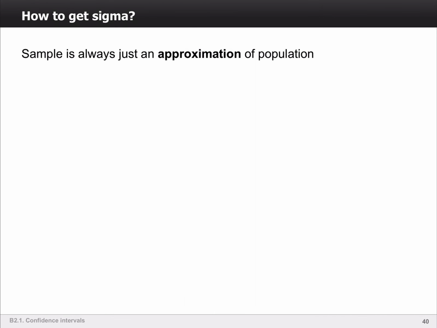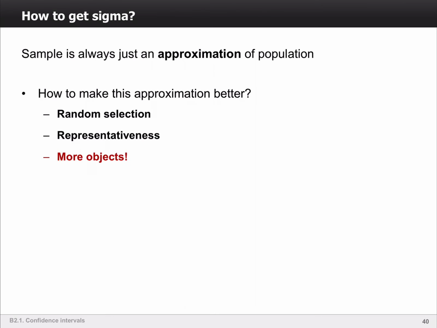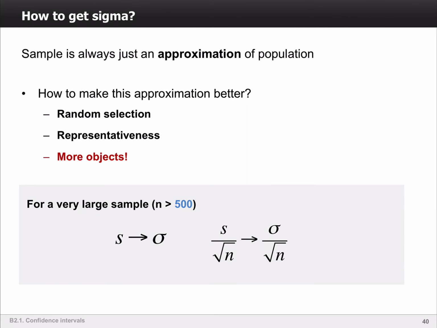Now the question is how to get sigma. Okay, you still need sigma to calculate the interval. Well, you know something about representativity and randomness. The more objects you have, the better. So in fact, if you have more than 500 objects, well, 500 is not a fixed rule, but if you have many, more than several hundred objects, the standard deviation for your sample will be a very good estimation for the standard deviation of your population.